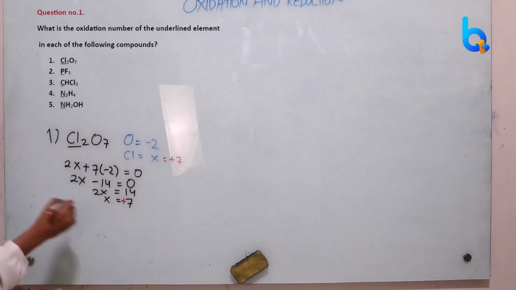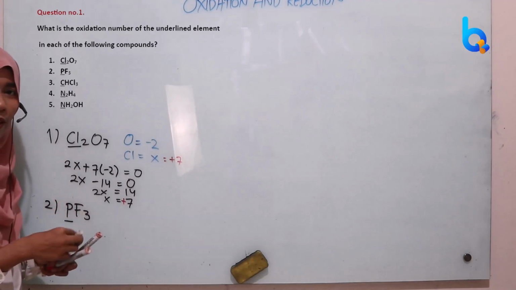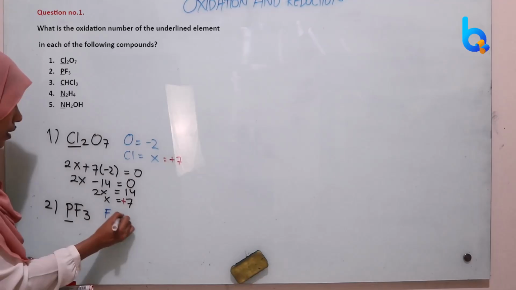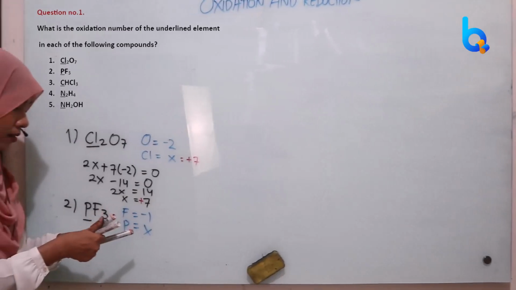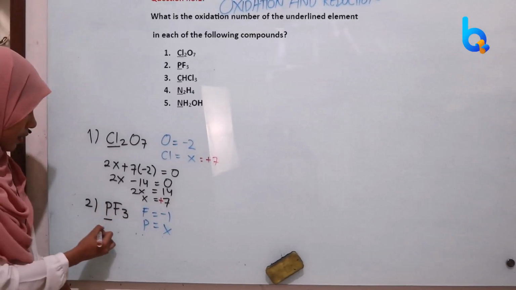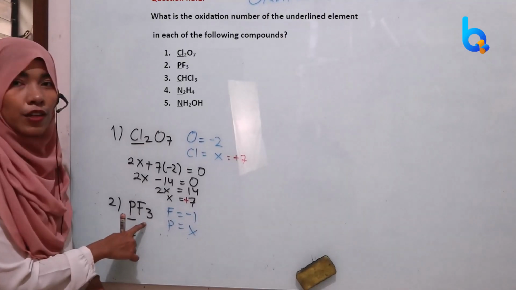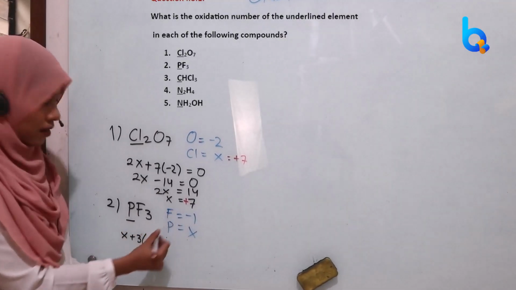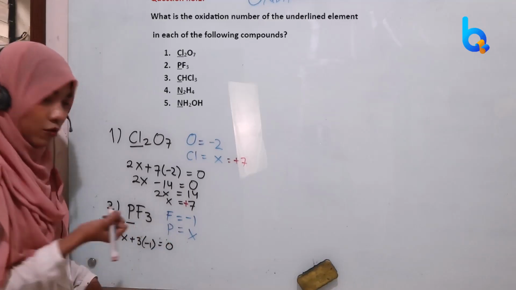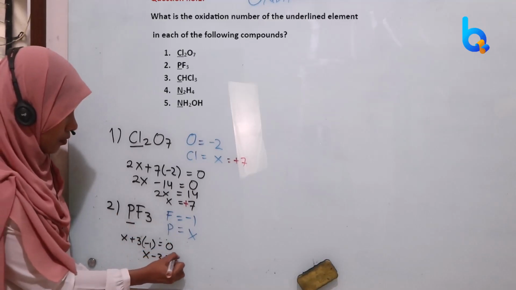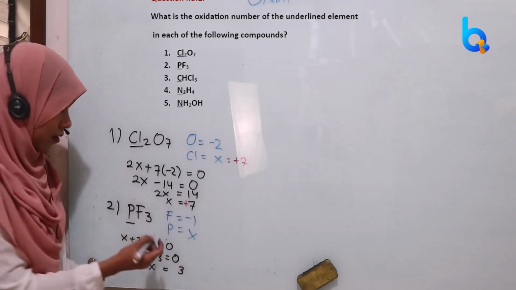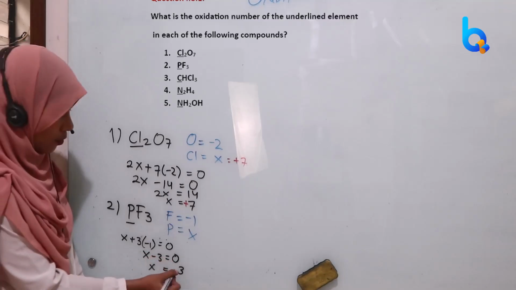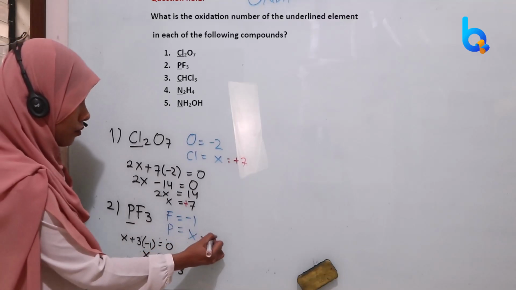Alright, and then next, PF3. The underlined here is P. From the steps that we already learned before, fluorine has oxidation number minus 1 because it is a halogen. And then we don't know for P, so just put P as an X. Then we add the oxidation numbers: P is X, plus we have 3 fluorine here, 3 times minus 1. Because this is a neutral compound, it equals to 0. X minus 3 equals to 0, so X equals to 3. Again, because this is an oxidation number, we have to put a sign, either positive or negative. Because this is a positive number, we must write positive. So X here equals to positive 3.